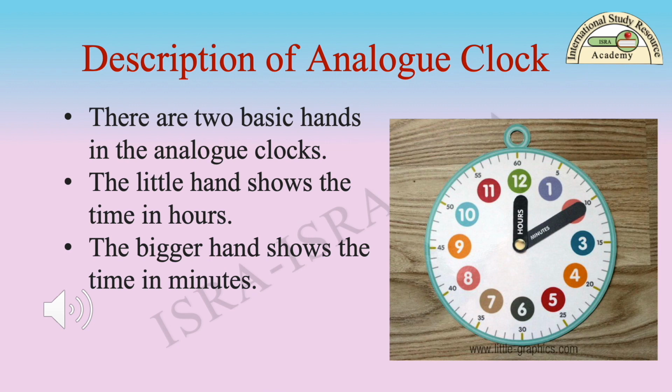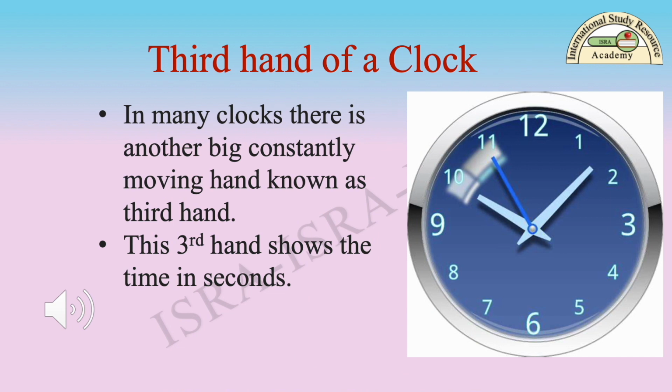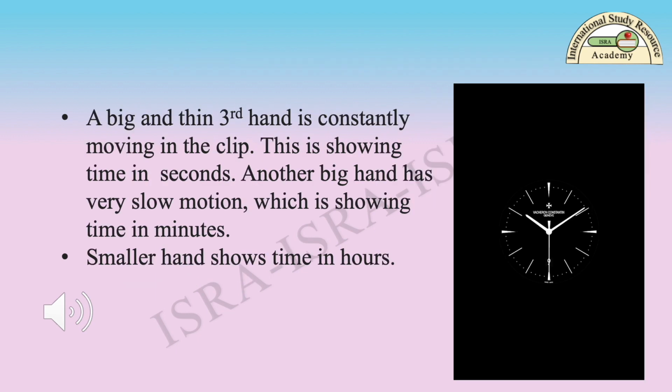Description of analog clock. There are two basic hands in the analog clocks. The little hand shows the time in hours. The bigger hand shows the time in minutes, as shown in the diagram. Third hand of analog clock. In many clocks, there is another big constantly moving hand known as the third hand. This third hand shows the time in seconds, as shown in the diagram.